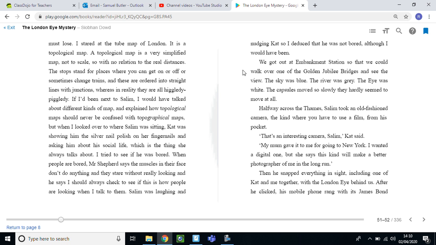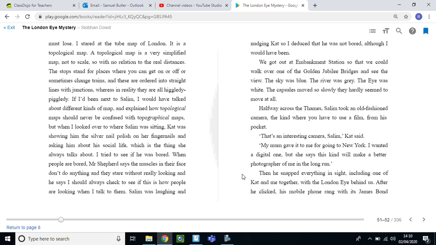We got out at Embankment Station so that we could walk over to one of the Golden Jubilee bridges and see the view. The sky was blue, the river was grey, the Eye was white. The capsules moved so slowly they hardly seemed to move at all. Halfway across the Thames, Salim took an old-fashioned camera, the kind where you have to use a film, from his pocket. "That's an interesting camera, Salim," Kat said. "My mum gave it to me for going to New York. I wanted a digital one, but she says this kind will make a better photographer of me in the long run."